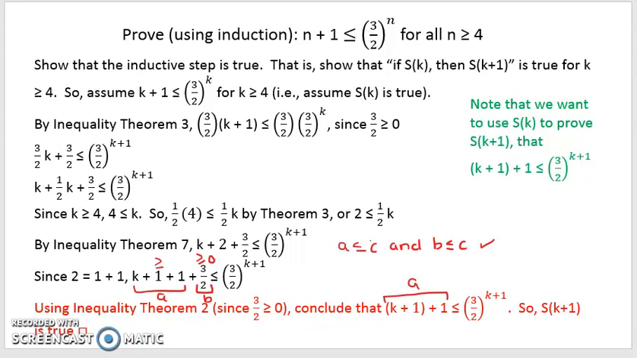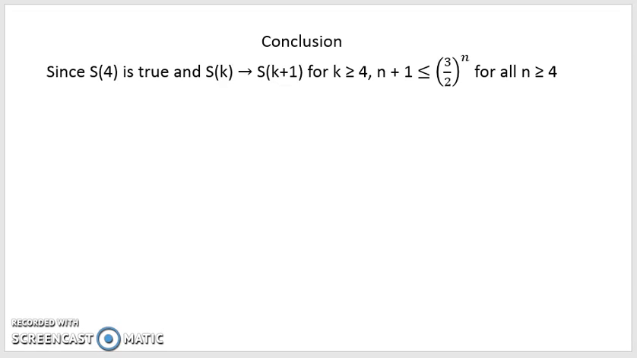So to finish off, I want to state a conclusion. Just look back at what I've done. I've said if my S of k is true, I know that my S of k plus 1 is true. So to sum it up, S of 4 is true, and S of k implies S of k plus 1 is true, which is the inductive step right here, for k greater than or equal to 4. Then that implies that n plus 1 is less than or equal to 3/2 to the n for all n greater than or equal to 4.